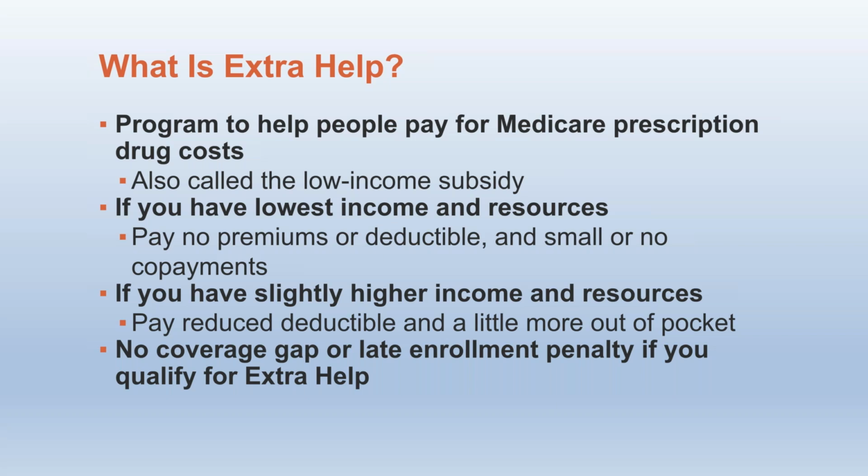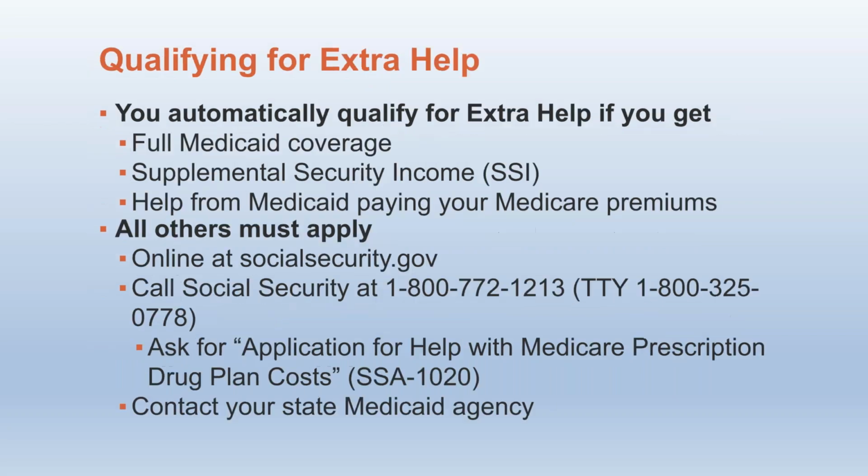You will automatically qualify for Extra Help if you get full Medicaid coverage, supplemental Social Security income, or help from Medicaid paying for your Medicare premiums. All others must apply either online at socialsecurity.gov or by calling Social Security at 1-800-772-1213. And you can ask for the application for help with Medicare prescription drug plan costs by contacting them or your state Medicaid agency.